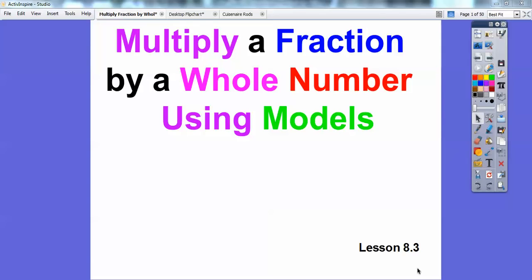In this lesson we're going to multiply fractions again with whole numbers, and we're going to use models, and then we're going to try and find a pattern with this, you guys. So let's go ahead and get started here.